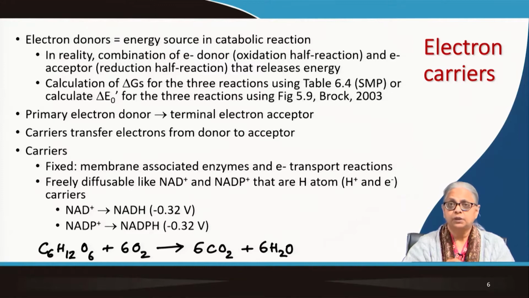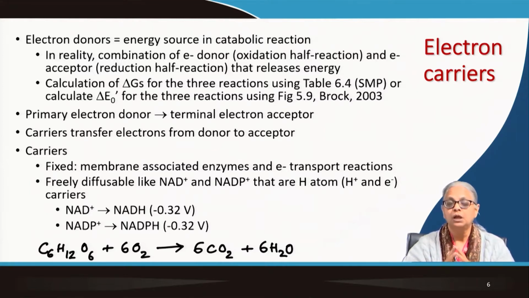Now let's come to electron carriers. So we know that the electron donors are the energy source in the catabolic reactions. In reality, it's the combination. Very often in the literature you'll find statements that the electron donors are the energy source, but it actually is the combination of the two that releases energy. There may be sufficient energy in the electron donor by itself, but that's not what we are going to do.